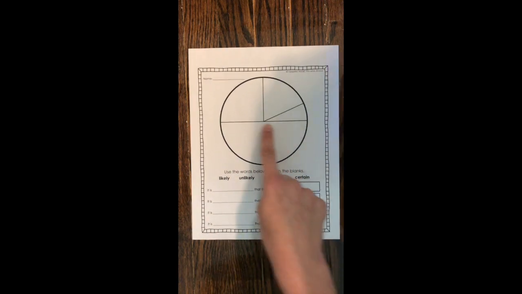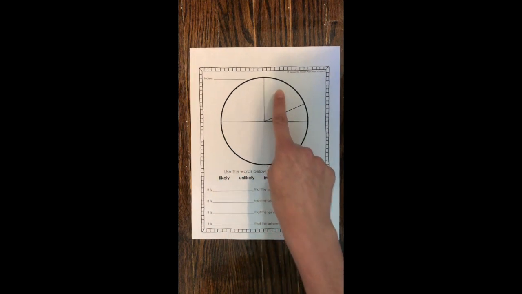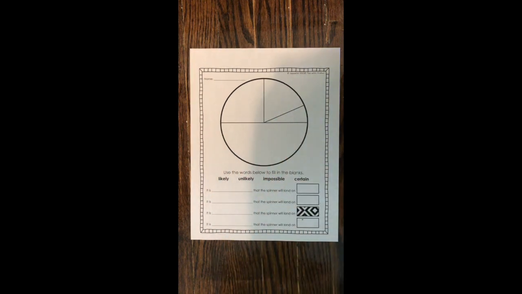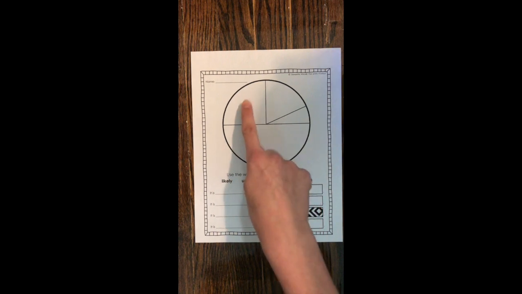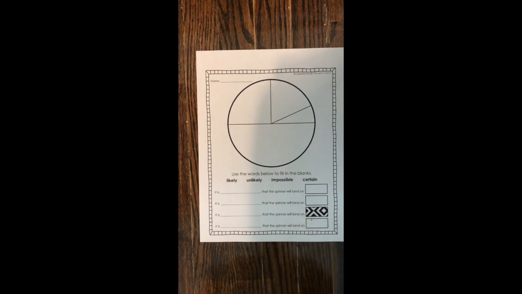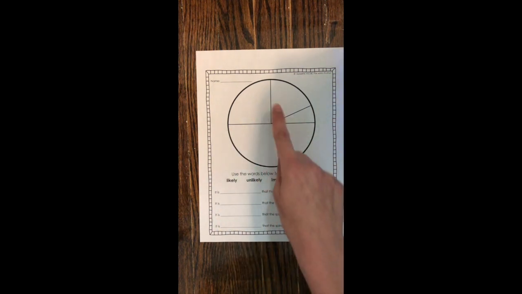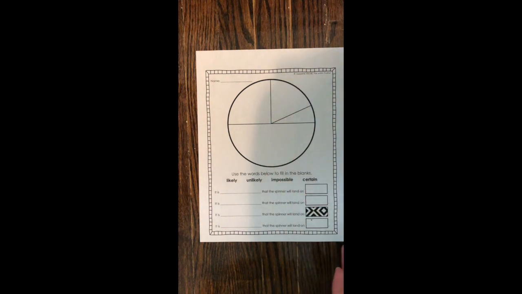There's 1, 2, 3, 4. There's 4 spaces in our spinner. What's very important before you start is to make sure that each of these sections has a different color or a different pattern. You might choose to color all of this in one color, this in another color, this in another color, and this in another color, or you can use pictures and symbols instead.